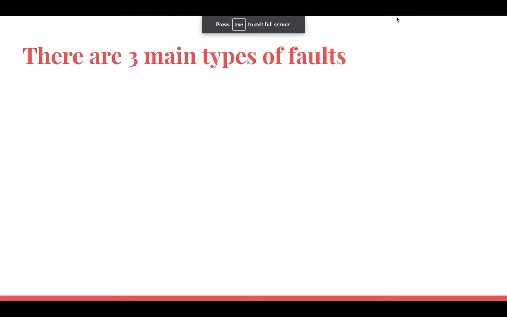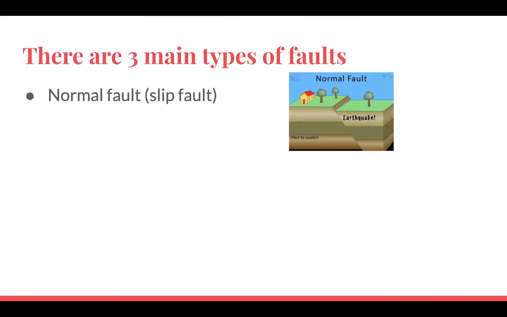All right, so you need to know that there are three main types of faults. All earthquakes happen at faults. Important, all earthquakes happen at faults. There is no earthquake that ever happened that didn't happen at a fault. So the first type of fault we'll talk about is a normal fault.